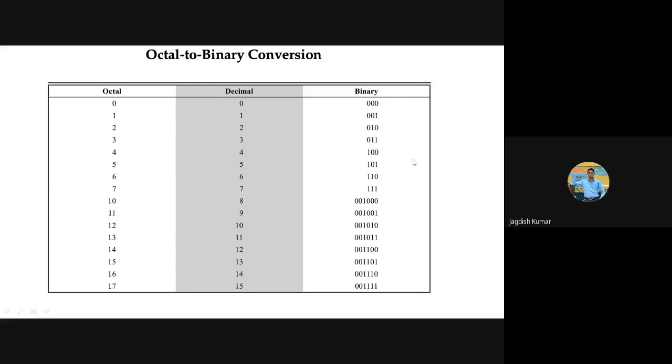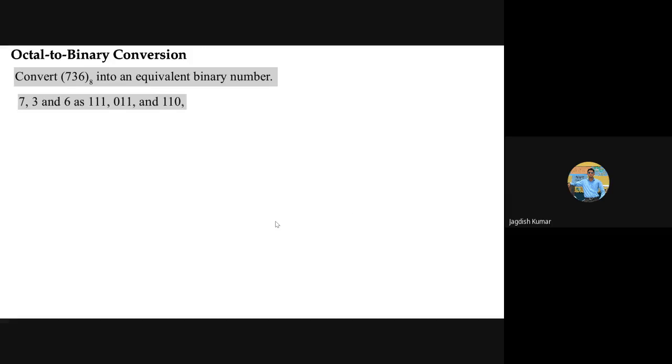What is 4? It is 100, correct? 2 raised to the power 2. What is 6? 110, and so on. That is how we can very easily convert each octal digit to the corresponding 3-bit set of the binary number system. So 7 is 111, isn't it? 3 is 011. And what is 6? 6 is equal to 110.